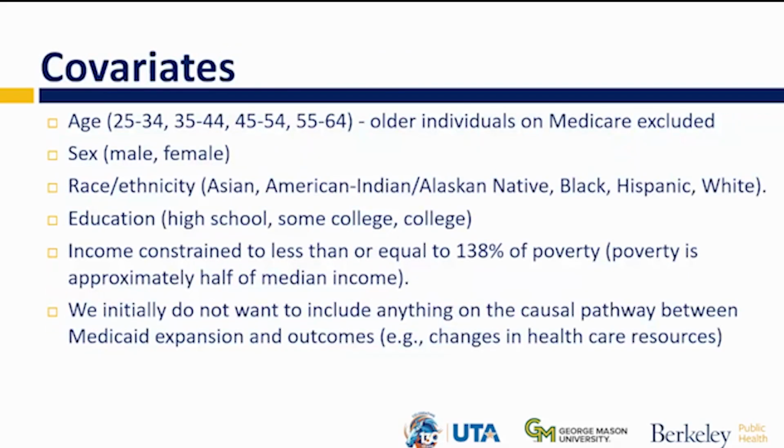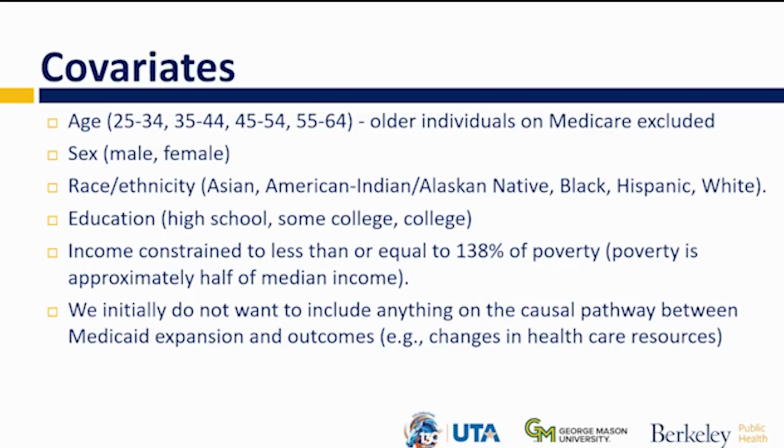So in terms of our covariates, we don't have a lot of covariates in this data set, but we have age. So we took the epidemiological approach and segmented it by group. We have sex, we have race, ethnicity, we have a lot of variations. We're going to focus on just three of these populations here. We have education. We had income constrained to less than or equal to 138% of poverty, thanks to Alison's great algorithm that she gave me to figure this out.